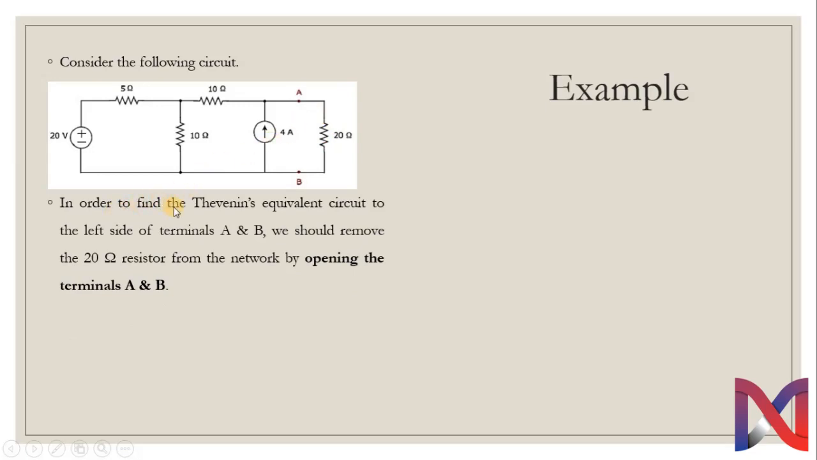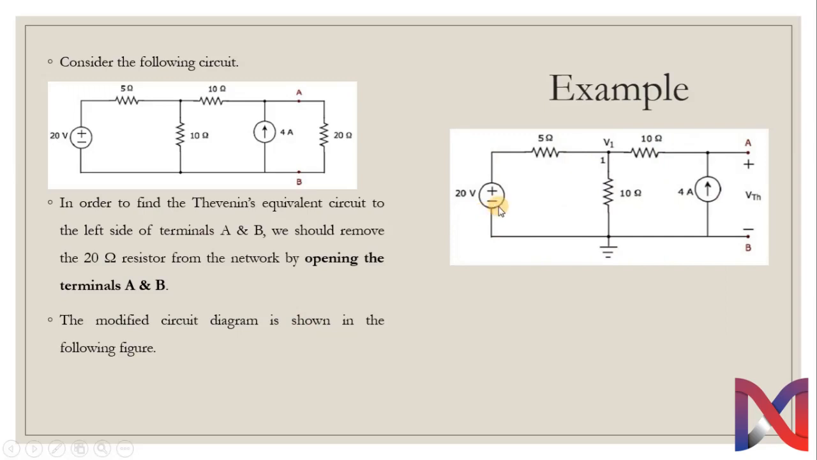Therefore, in order to find the Thevenin's equivalent circuit to the left side of terminals A and B, we have to simplify this entire circuit. Therefore, we should remove the 20 ohm resistor. This resistor should be removed from the network by opening the terminals A and B. We will just disconnect this resistor from this point. The modified circuit diagram is shown in the following figure. This is how our circuit will look.